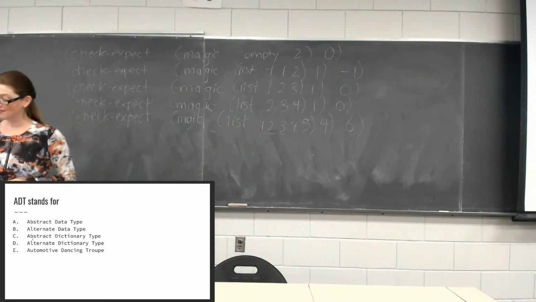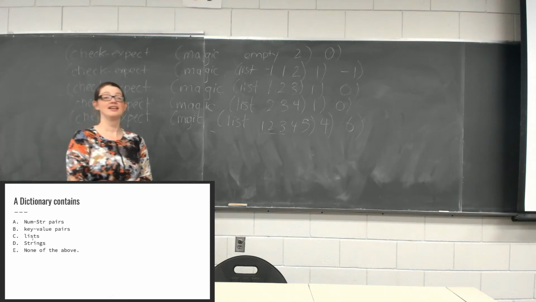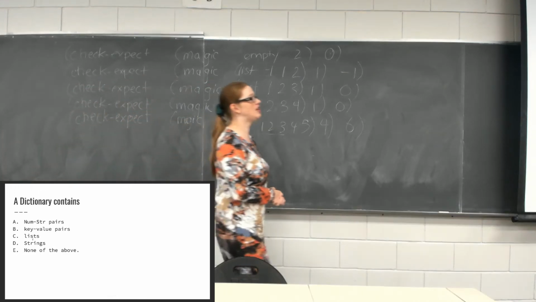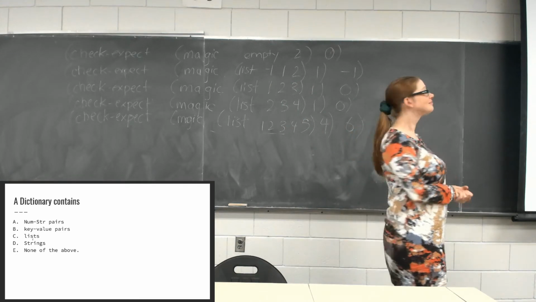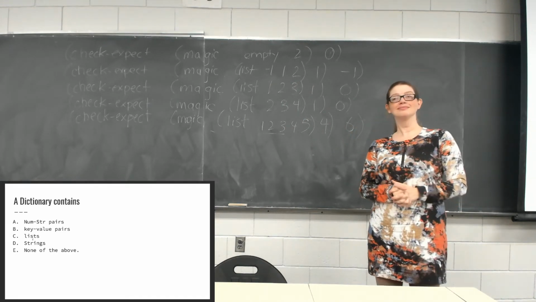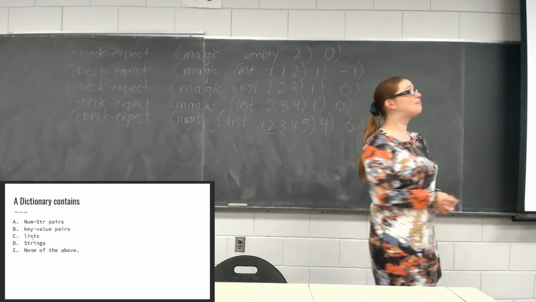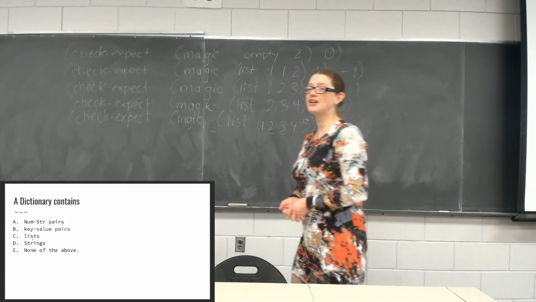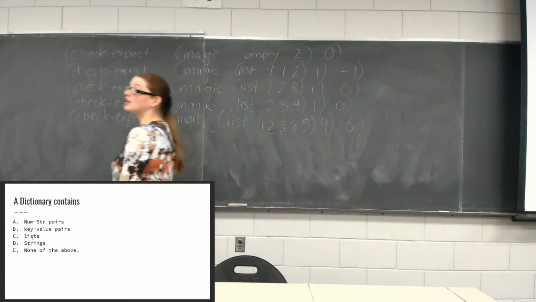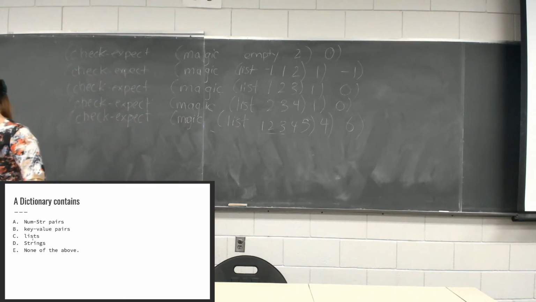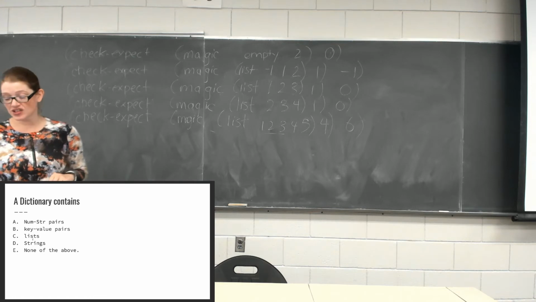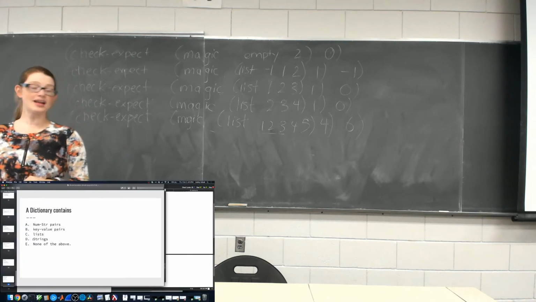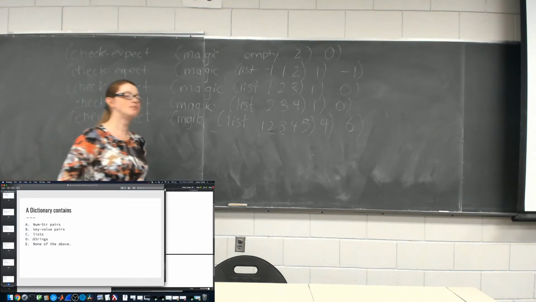Anyways. One more then. So what is in a dictionary? I hear a lot of people saying B. The answer is B. A dictionary contains key value pairs. All right. Those are all the clicker questions that we had that you don't have to do.